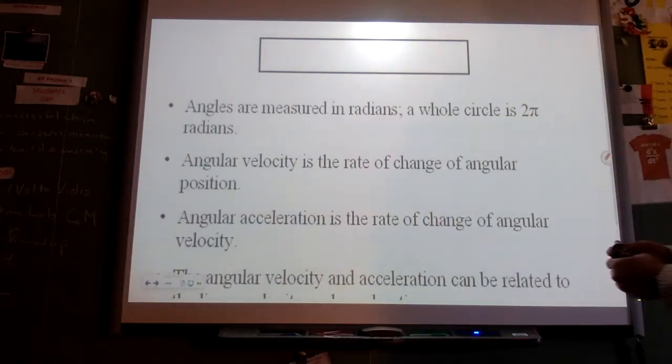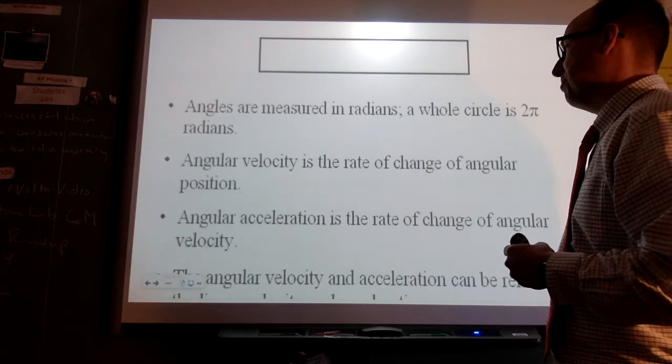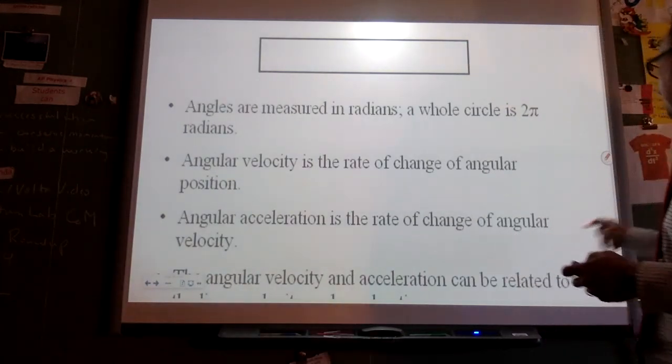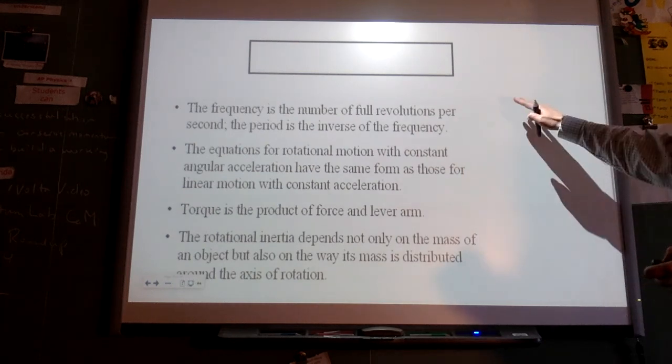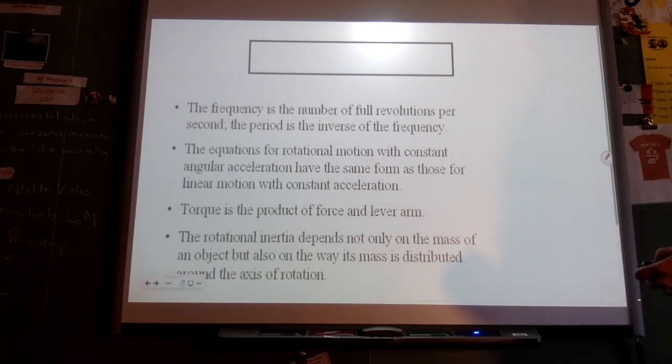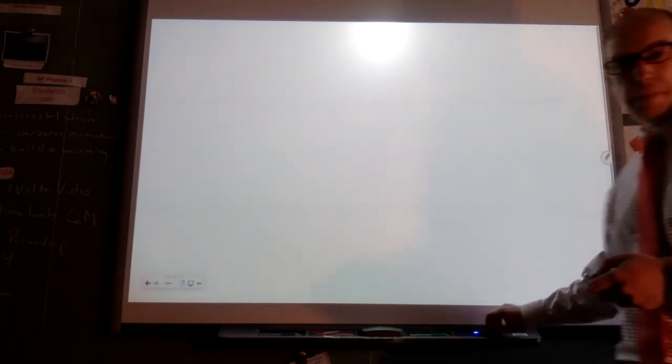All right, so angles are measured in radians. A circle all the way around is going to be 2 pi radians. All this is just review. I think we're good. We talked about friction, we talked about frequency, we talked about torque. All right, I think you guys are ready to try some problems.